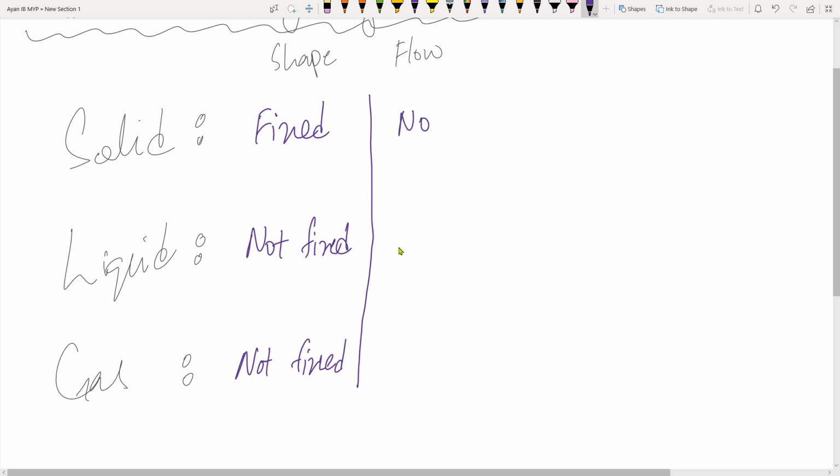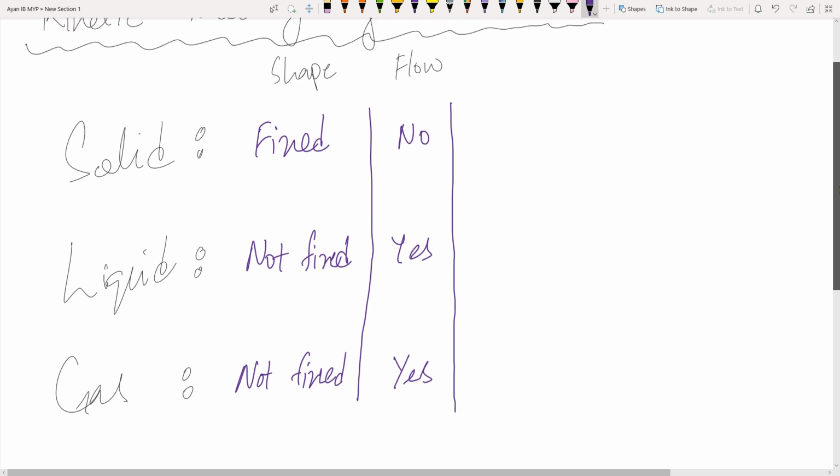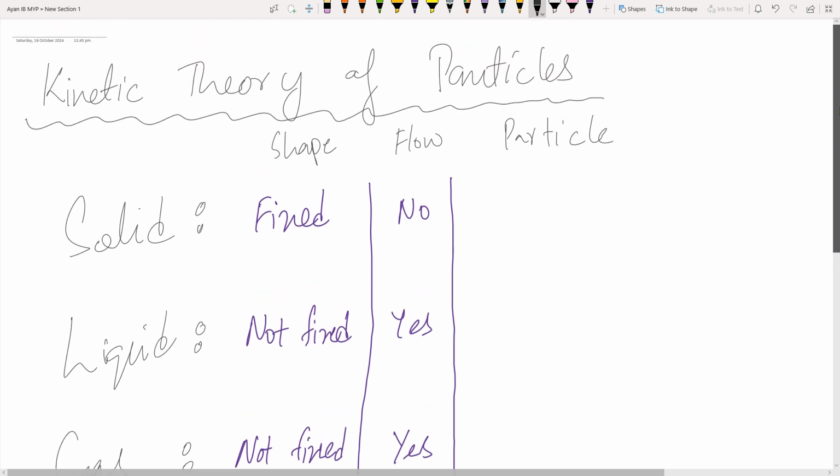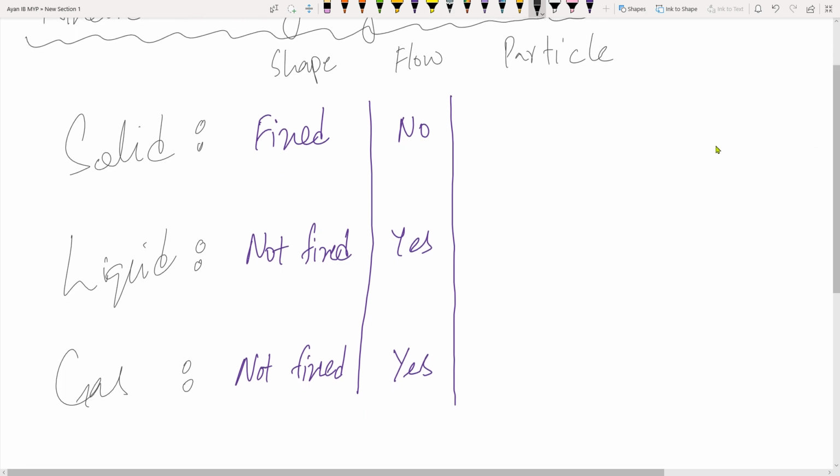Nope. No. And liquids, they can. And gases, normally, yes, obviously they flow in and out of your lungs, don't they? So gases do flow. Okay. Now this is the flow and the shape. Now this is only possible if we talk about particles. If we just go too deep into the viewing of these states of matter, let's talk about water.